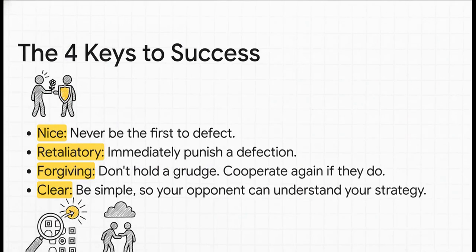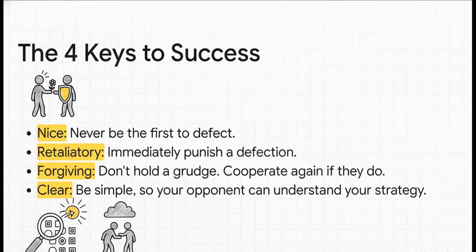So Axelrod looked closer and realized that tit for tat and all the other successful strategies had 4 things in common. First, they were nice. They never betrayed anyone first. Second, they were retaliatory. You cross them once, they'll cross you right back. They weren't pushovers. Third, they were forgiving. They didn't hold a grudge. If the other player started cooperating again, so would they.